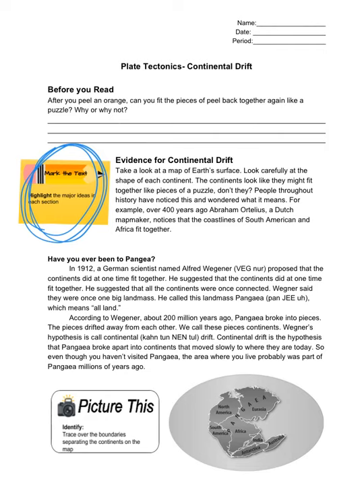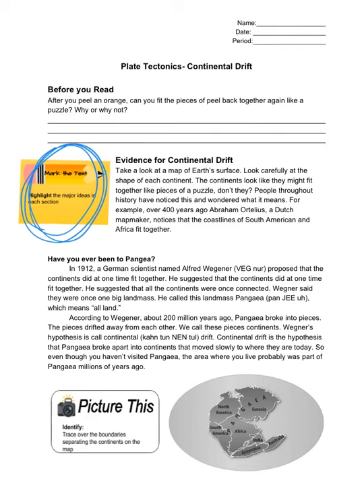Evidence for continental drift. Take a look at a map of Earth's surface. Look carefully at the shape of each continent. The continents look like they might fit together like puzzle pieces, don't they? People throughout history have noticed this and wondered what it means. For example, over 400 years ago, Abraham Ortelius, a Dutch map maker, noticed that the coastlines of South America and Africa fit together.